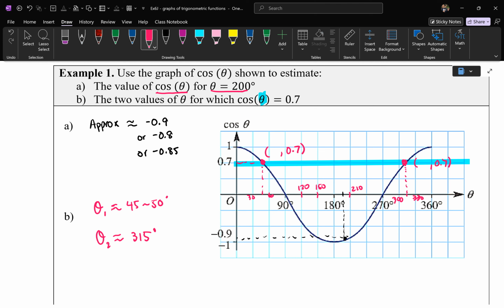This one said, when will cos equal 0.7? There are 2 points on the graph where you have 0.7. So that means there are 2 angles that could get you 0.7. So far, so good. So that's the exercise for today: reading amplitude, period, and then realizing cos is the x values and sine is the y values, and relating to that. Approximately. Later on, you solve, but at the moment you're guessing.